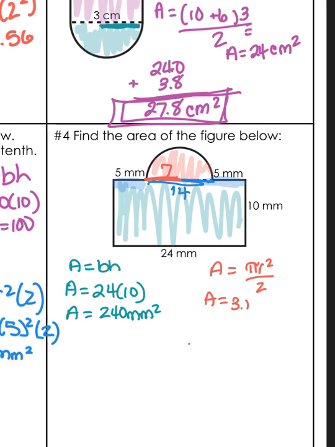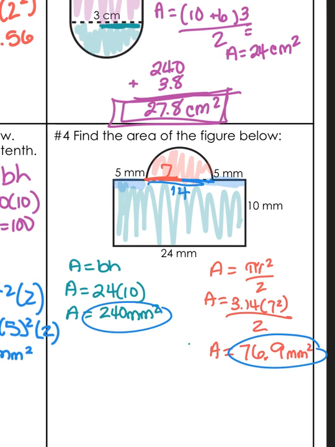So I'm going to say 3.14 times 7 squared divided by 2. And I'm going to get 76.93, but when I round that to the nearest tenth, I'm going to get 76.9. So that's square millimeters. I'm not done because I have one more step. I need to add this and this. So I'm going to add those together to find the area of the total shape, and I'm going to get that my area is 316.9 square millimeters.